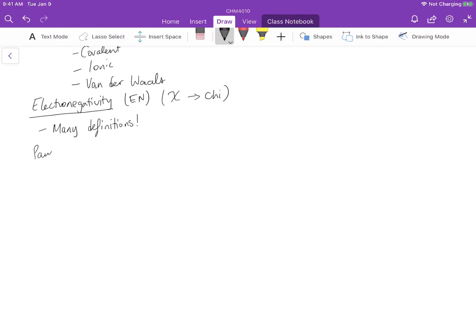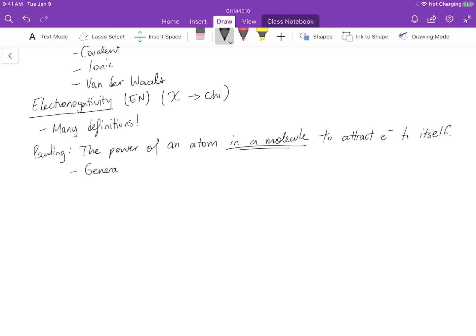So Pauling came up with the definition that it's the power of an atom in a molecule to attract electrons to itself. So notice this is totally different from all the other periodic trends where they're all just a single atom in the gas phase. This was a generalization with very limited data. He set fluorine to 4.0.